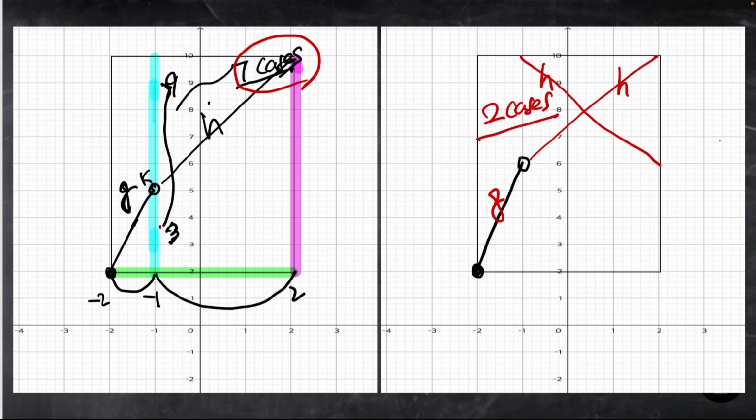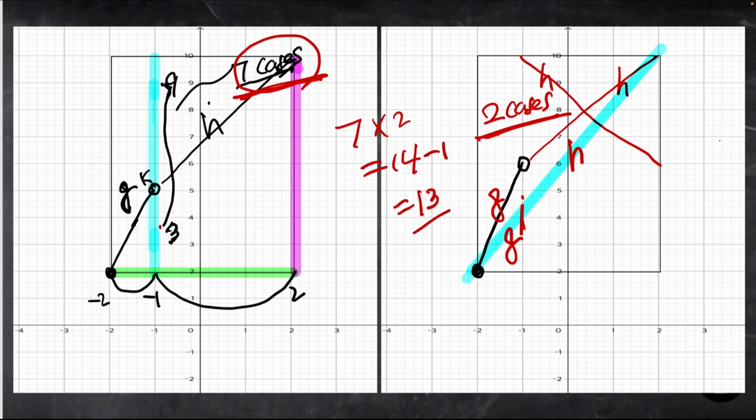So for each of the 7 choices of g of -1, we have 2 possible functions, h of x. That gives us 7 times 2 equals 14 functions. Finally, one of those 14 cases corresponds to the situation where g of x and h of x lie on the exact same straight line. But the problem states they must be different linear functions. So we subtract one case. 14 minus 1 equals 13. Therefore, the number of possible functions is 13.